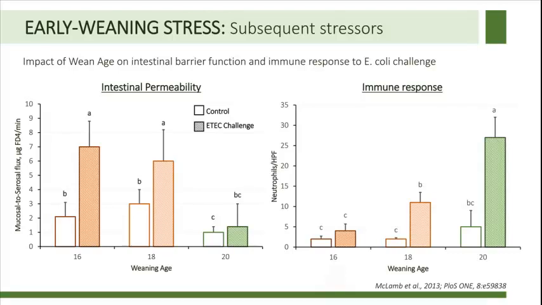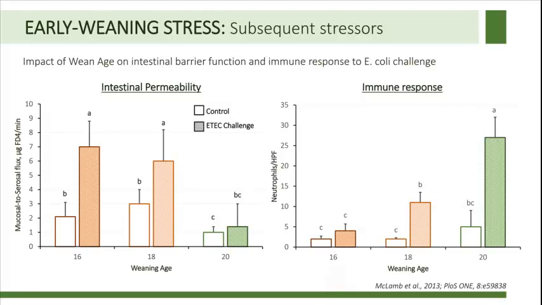But looking at the bars with the patterns, which show the E. coli challenge, we see a dramatic increase in intestinal permeability. So that intestine was very compromised in its barrier function when the pigs were exposed to a greater challenge, in this case an E. coli challenge. Very interesting, when the pigs were weaned later, in this case at 20 days old, we don't see that dramatic increase in intestinal permeability. So these pigs that were weaned later were able to handle that extra challenge better.